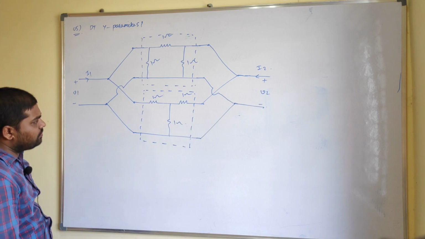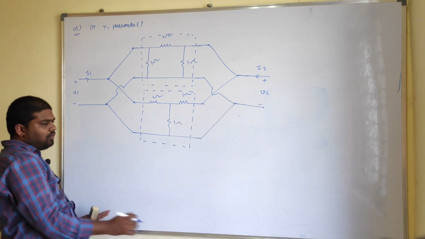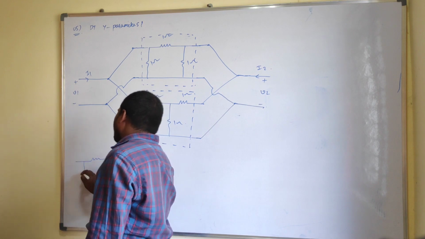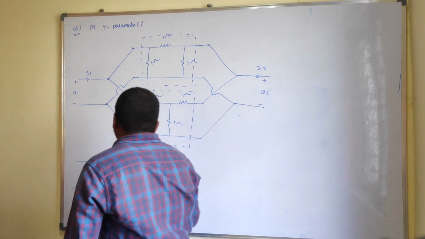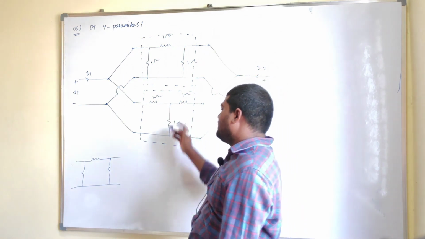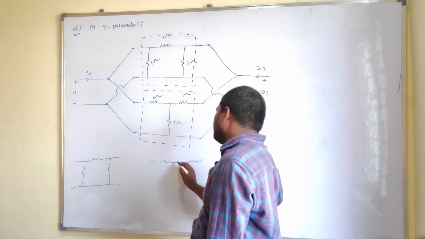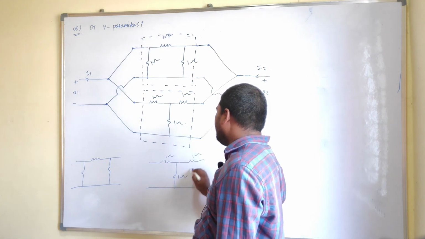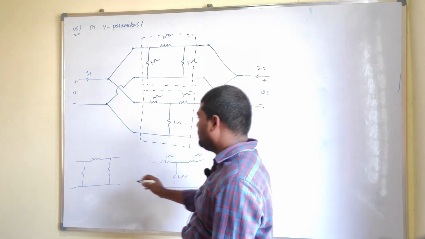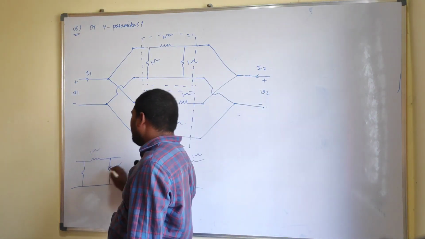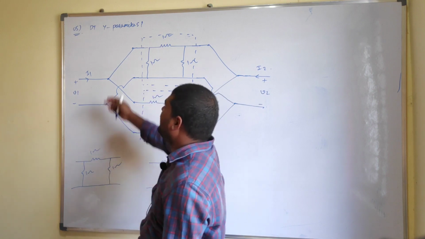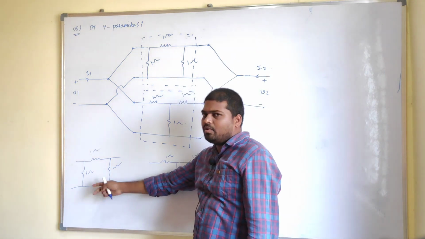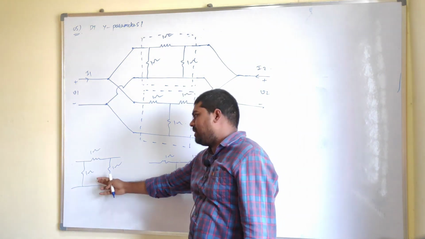Already we know the concept. We can divide the networks into two parts. First we consider the pi model, and in the same way we consider the T model. This is 1 ohm, 1 ohm, and 1 ohm, and this is also 1 ohm, 1 ohm, 1 ohm. The question here is the y parameters. This is the pi model, so we can directly write the y matrix for this network.